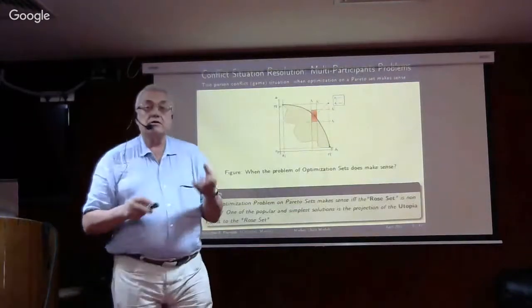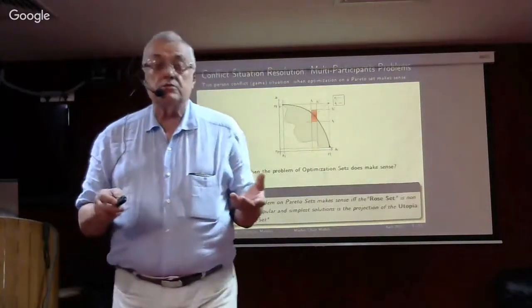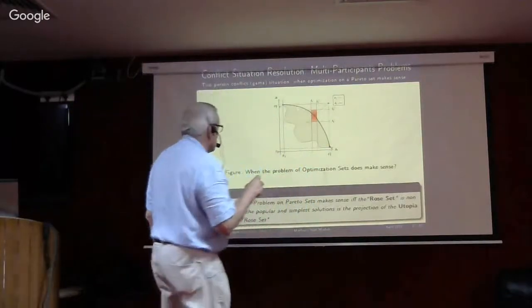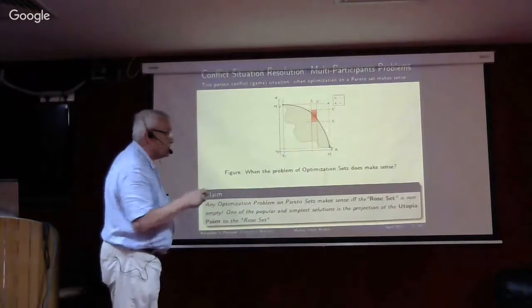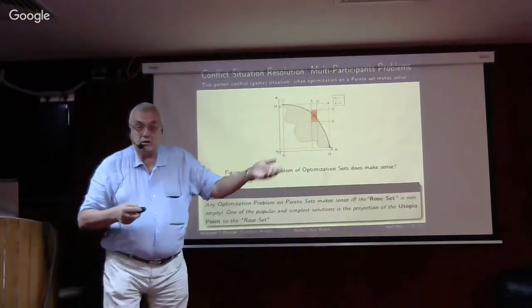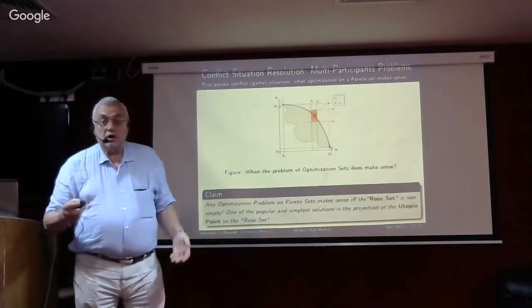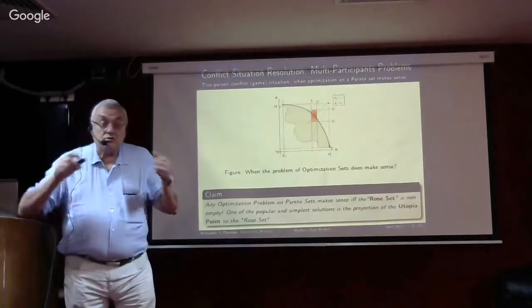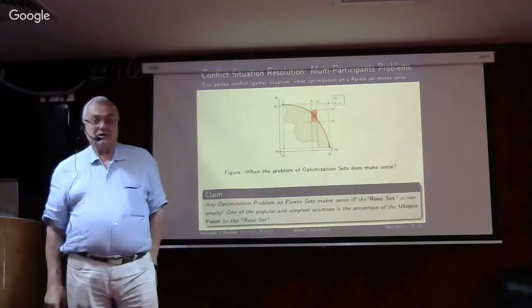Now, what do we suggest to do? Any two points in the Pareto set are not comparable. One point is more preferable for the first participant, another point is preferable for the second. And how do we find a compromise so that both are very happy, and not so angry one against the other?